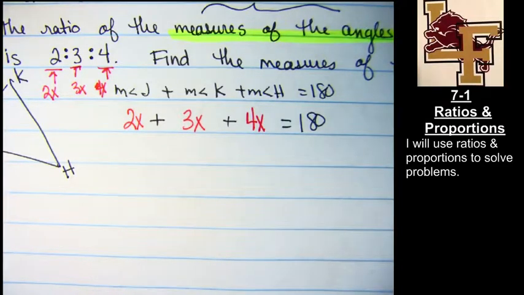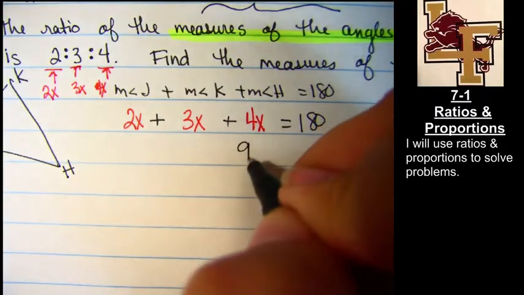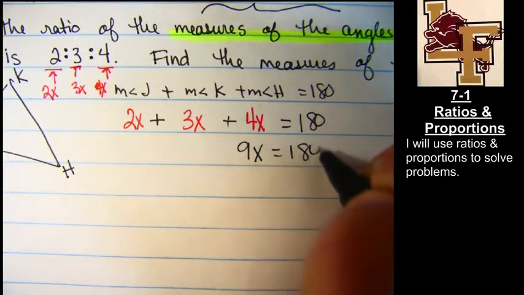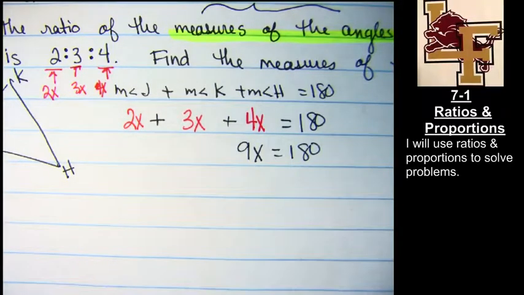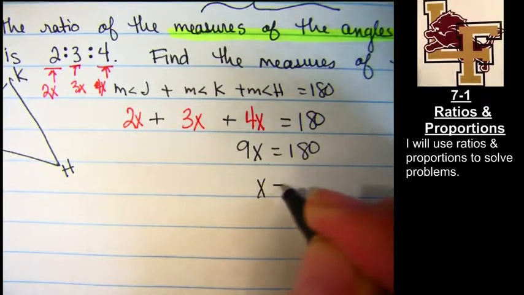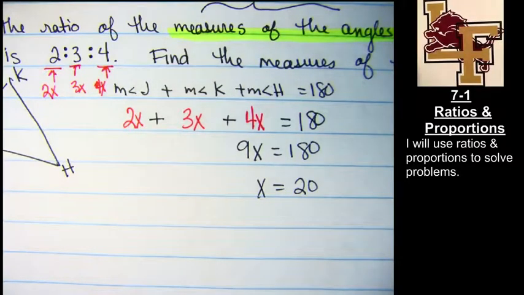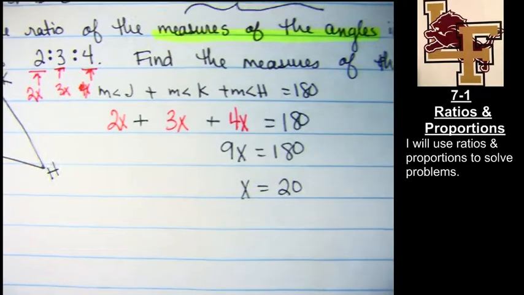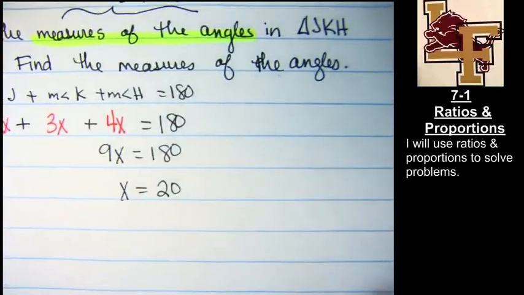I can add those together. 2x plus 3x plus 4x gives me 9x. And then I want to solve for x by dividing both sides by 9. So if I divide both sides by 9, I get 20. Which is great, but I wasn't after x at the end.